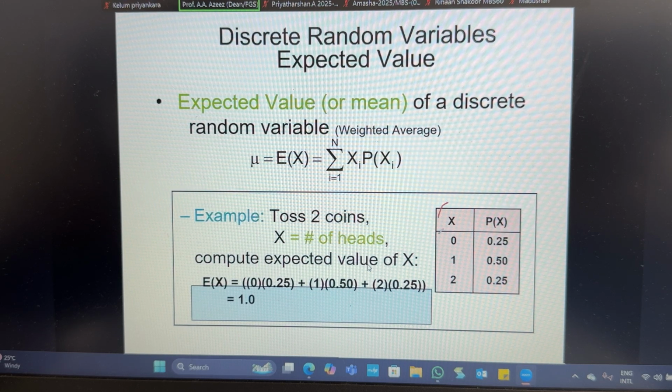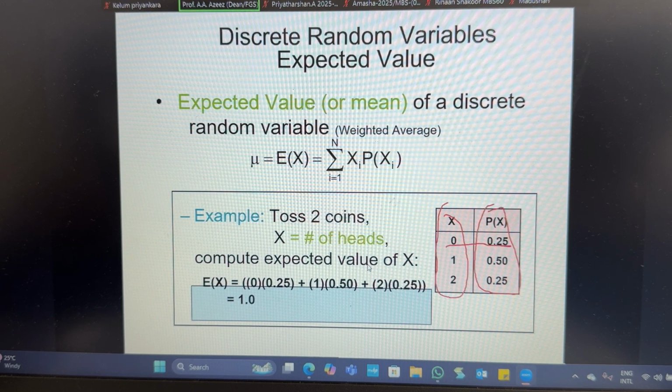Here, now it's here, no? So it means X and probability. So you multiply both. Now 0 multiplied by 0.25. So 0 means Xi, P(xi) means associated probability. Now here 0 multiplied by 0.25 plus.